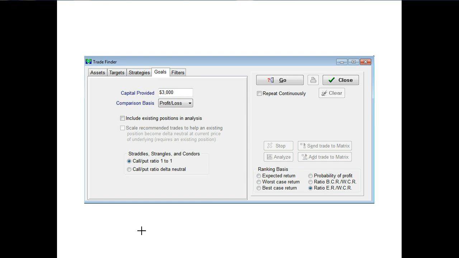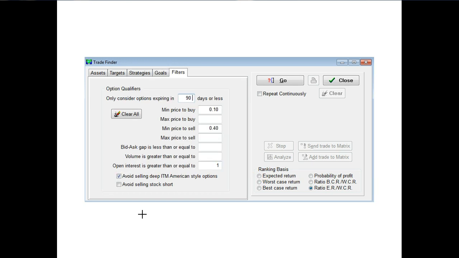Okie dokie. All right. Let's go to filters now. In the filter screen, I like to use a minimum price to sell. I don't want it showing me the 10-cent option to sell because it's mispriced by a few cents, and it's going to have me load up on it. I do always use commissions and slippage when I run Trade Finder. I want those kind of goofy situations to be removed.